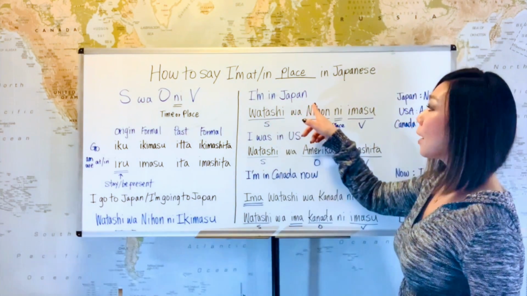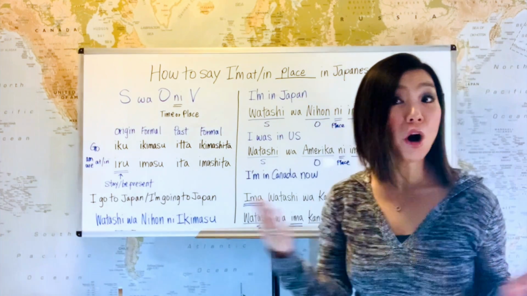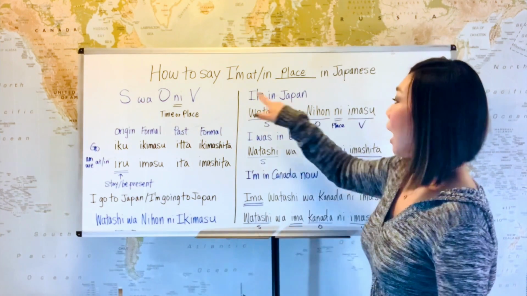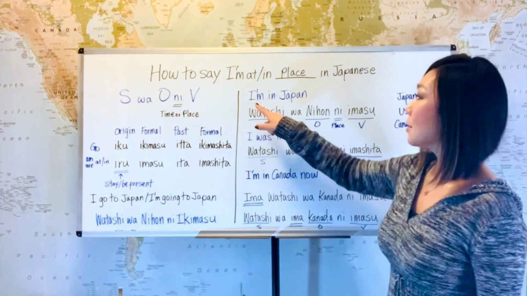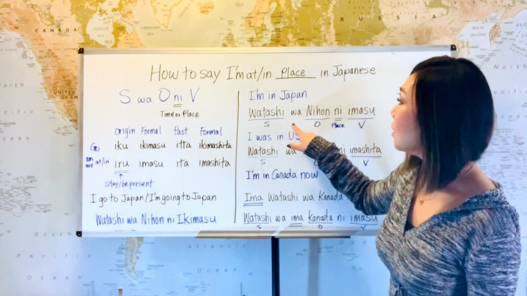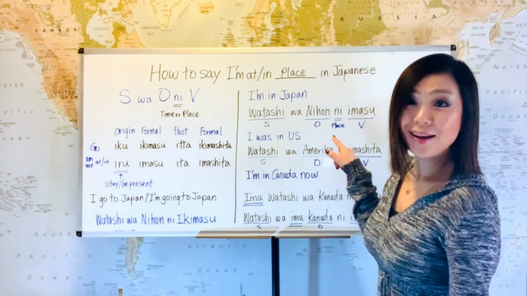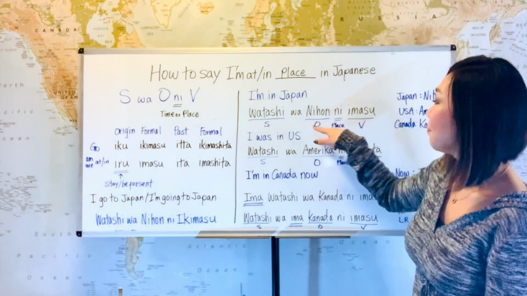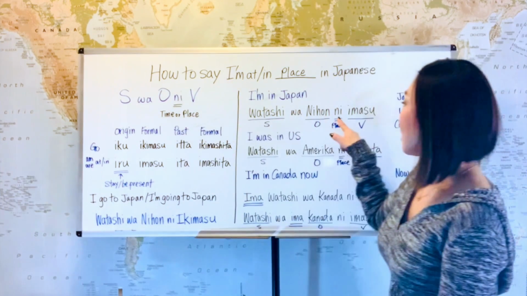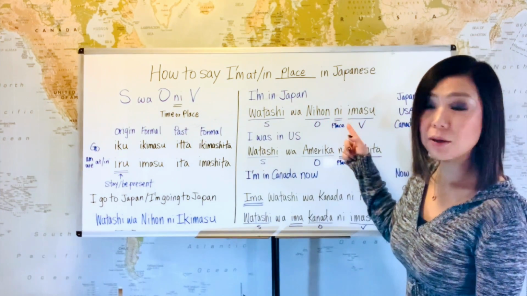So I'm in Japan, and we just have to put in a formula, that's it. The subject is I, which is watashi, and the bridge word is wa. And where are we going? Where are you at? That's Nihon, right? And that's the object. Then the article is ni because we're talking about the place.